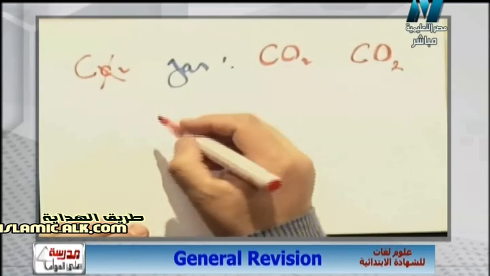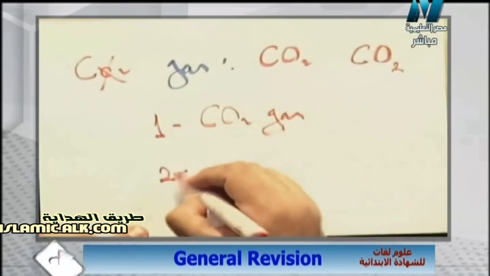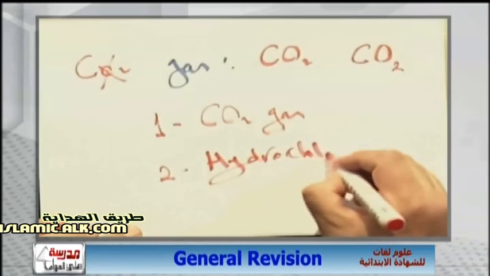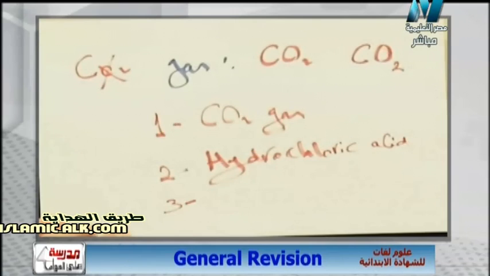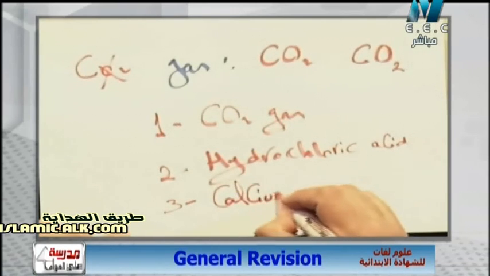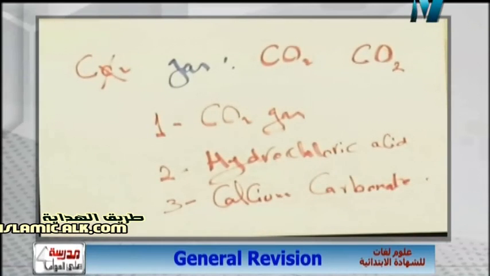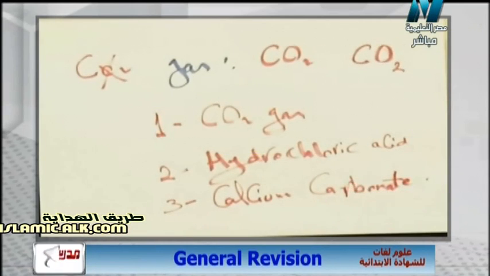Number one is what? Number one will be carbon dioxide gas again. Number two will be the hydrochloric acid. Number three at last will be calcium carbonate or any carbonate material, any salt that contains carbonate inside it, such as calcium carbonate, sodium carbonate, calcium bicarbonate or sodium bicarbonate. And what is very available at home is baking powder.